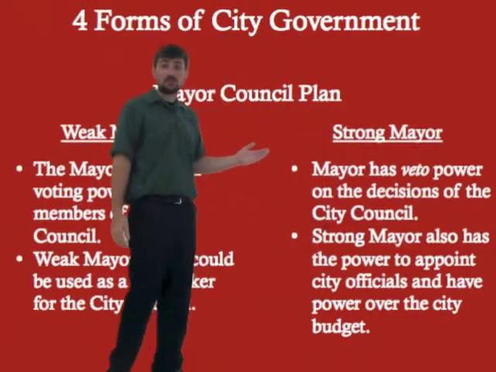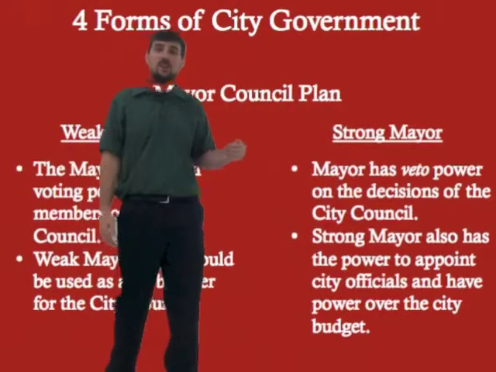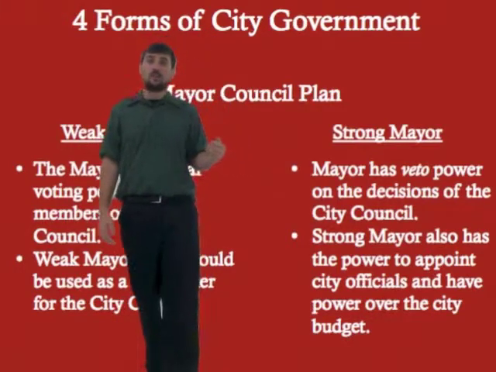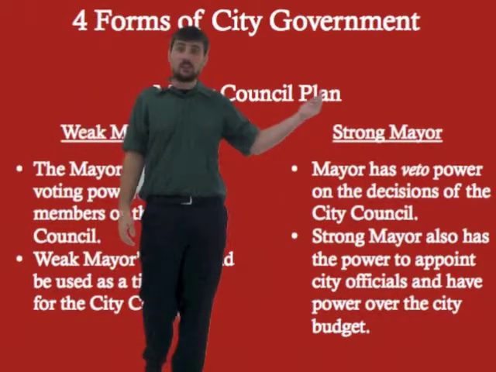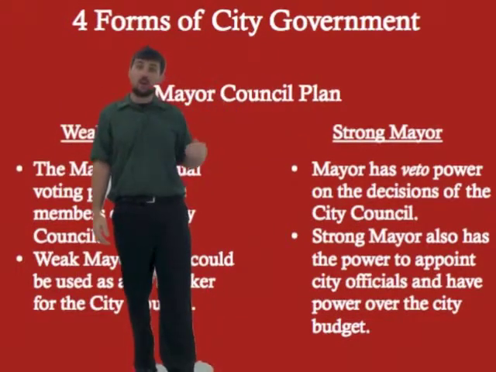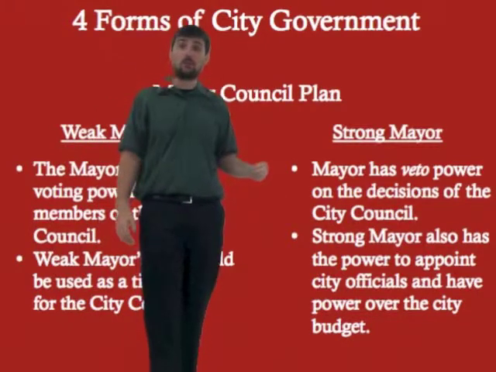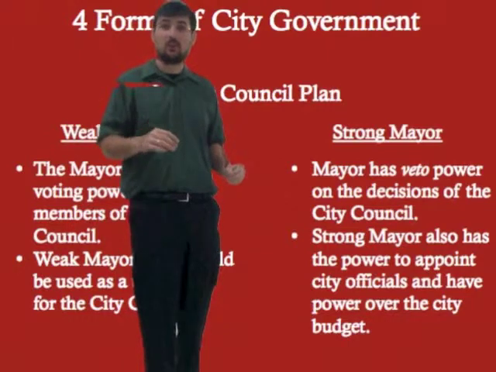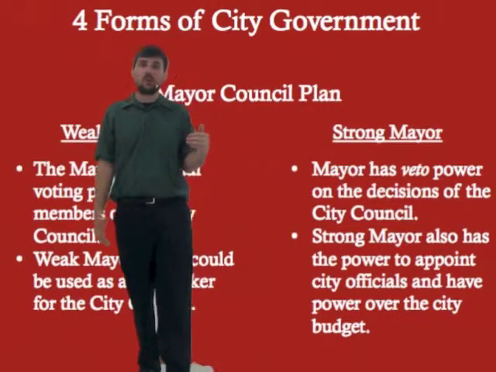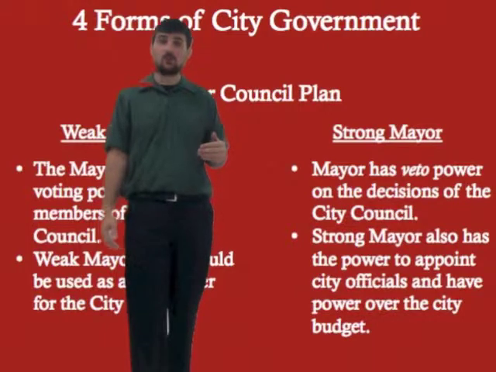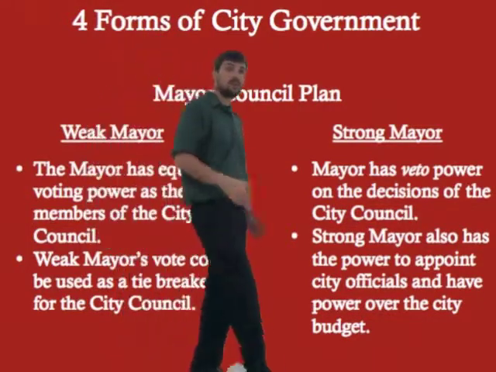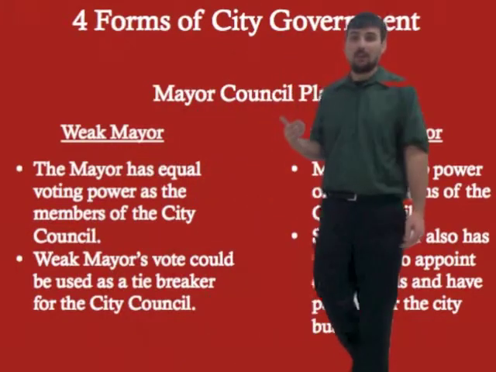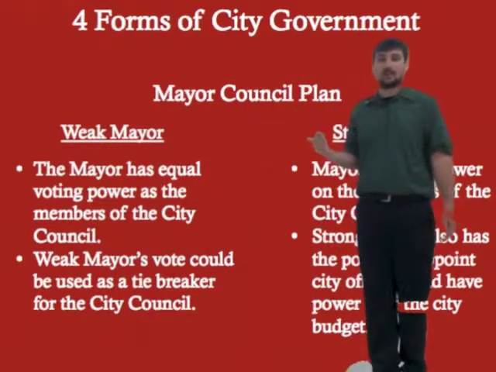In a strong mayor system, the mayor has the power to veto the decisions of the city council. Just like on the national level, the president can veto the Congress. At the lower level, on the legislative branch, the city council can be vetoed by the executive branch, which is the mayor. A strong mayor also has the power to appoint city officials who are going to run the city, and has the power over the city budget and making sure that everything is appropriately paid for and the needs of the people are being met.